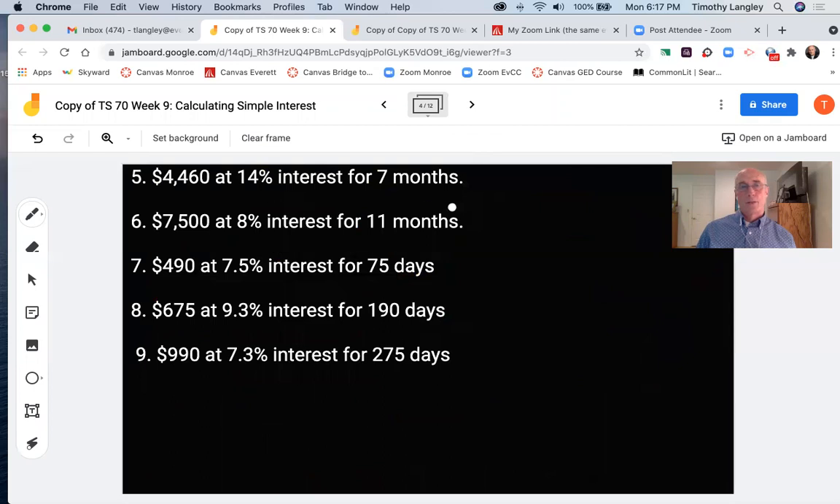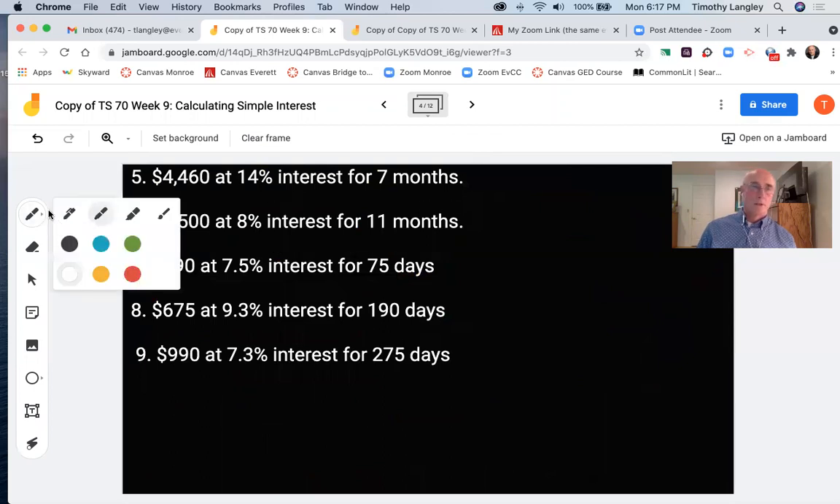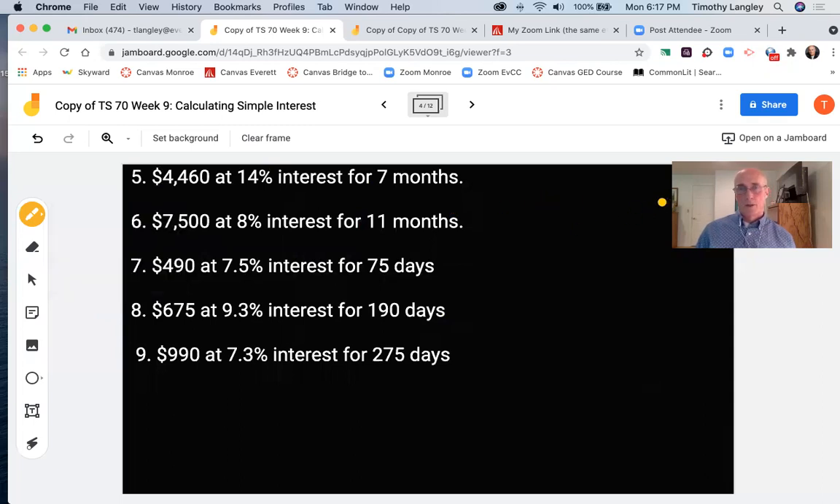$4,460 at 4% interest for 7 months. Okay, here's what I'm going to do to speed this up a little bit for y'all. I am going to just talk about the time here because you guys can figure out that it's 4460 times 0.04 times 7 months. I could do 7 over 12, just like that. $7,500 at 8% interest for 11 months. I think you guys are getting this by now. Times 0.08 times 11 months, 11 over 12.